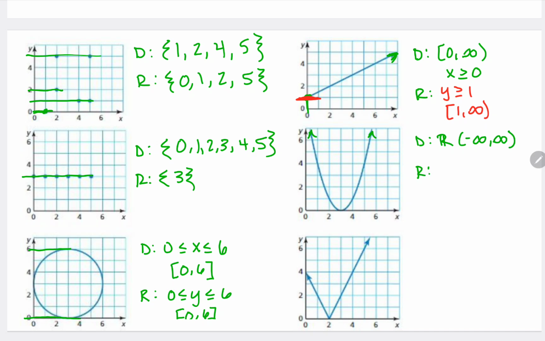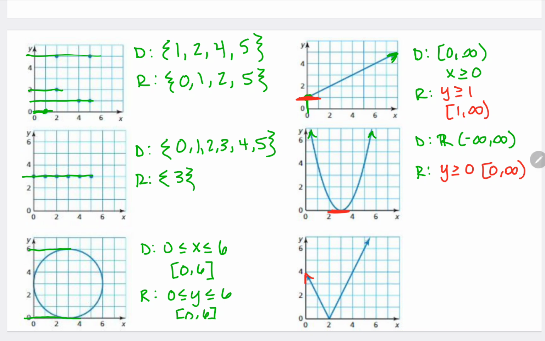My range is not all real numbers though, because there is a bottommost point. This function, it's a function because it passes the vertical line test, never goes below 0. So my y values are all greater than or equal to 0, or we could say 0 through infinity, including 0. And then the last one is actually the exact same as the one we just did.